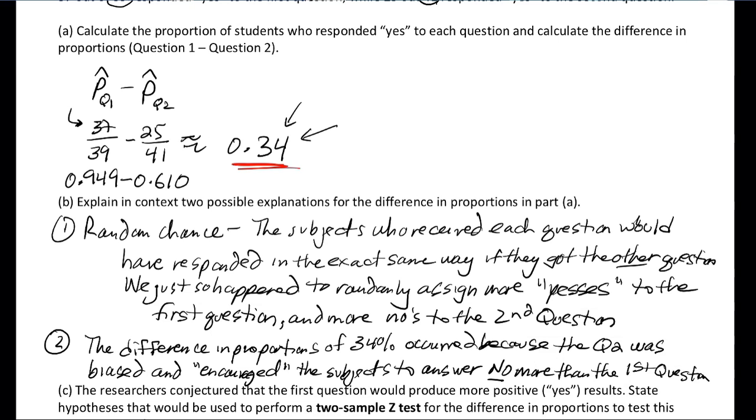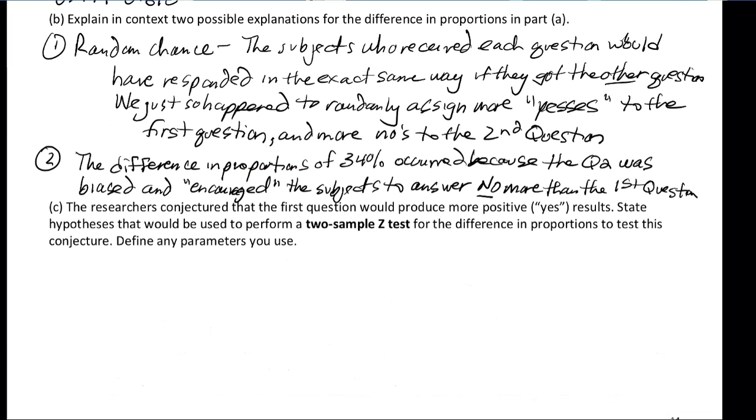The second explanation is we got a difference as large as 34 because there actually is a difference in the questions, and the questions were encouraging people to answer a certain way. At least the second question had a negative nuance, right? That it's going to be too expensive to build fields. So people felt a little more obligated to say, no, I guess we shouldn't have athletic fields because of the cost.